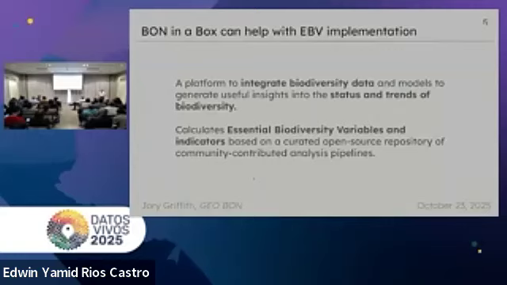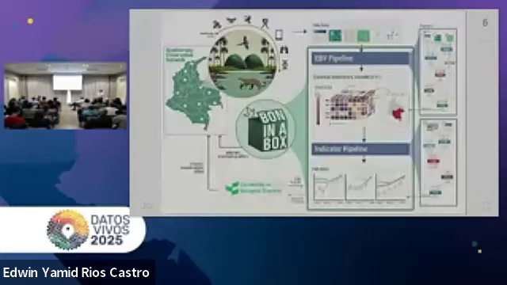And so now I'll introduce how BON in a Box can help operationalize EBVs and help implement them at a wide scale. BON in a Box is a platform to integrate biodiversity data and models to generate useful insights into the status and trends of biodiversity. And it calculates essential biodiversity variables and indicators based on a curated open source repository of community-contributed analysis pipelines.